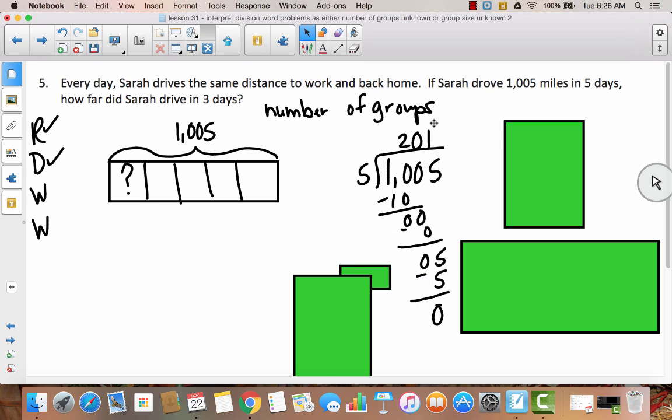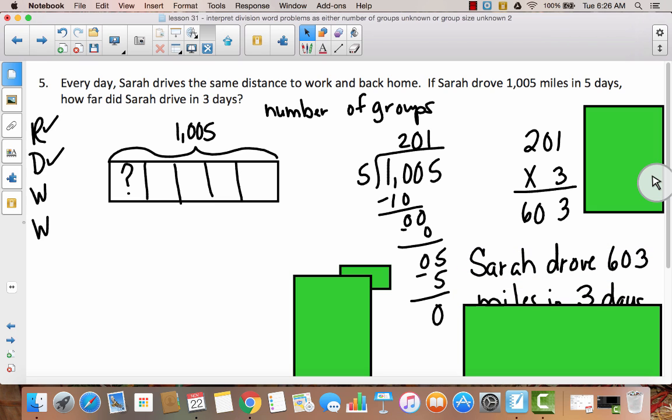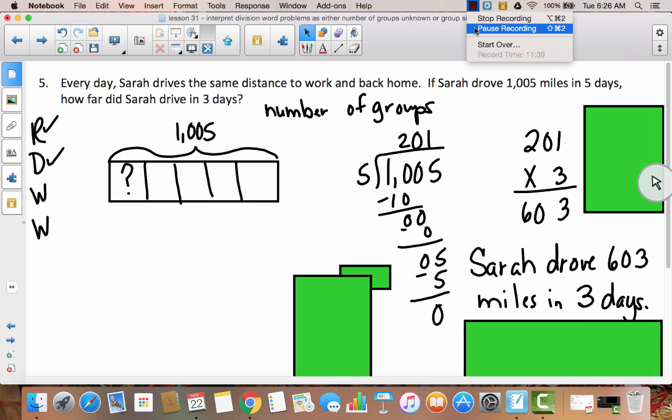So I had to go back and think about, what is this telling me? This tells me how much is in each group, or how much Sarah drove in 1 day. When I went back to the question, it said, how far did Sarah drive in 3 days? So I knew that I wasn't finished. If this is how far she drove in 1 day, I had to multiply that times 3 to find out how far she drove in 3 days. Then I was ready to answer the question. Sarah drove 603 miles in 3 days.